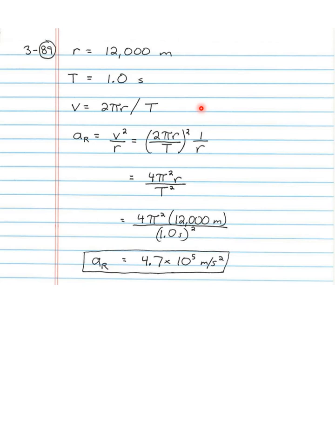Also, radial acceleration is v squared over r. I'm going to replace v, because we don't know directly what v is, but we're going to replace v with this expression, 2 pi r over T. So the v squared becomes 2 pi r over T squared, and then remember we're still dividing by r, which means that radial acceleration is, when we clean up that expression, 4 pi squared r over T squared. And then we plug in those values, 4 pi squared times 12,000 meters, divide by 1 second squared, and we get a radial acceleration of 4.7 times 10 to the 5th meters per second squared.